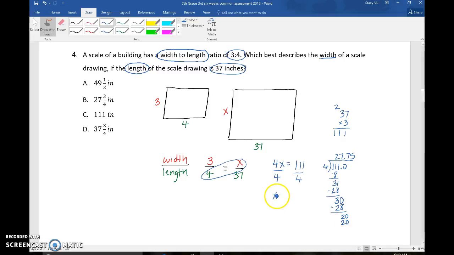So x is 27.75. And I know .75 is like 3/4, so I know it's 27 3/4. But even if we didn't know that, it's the only option with 27.